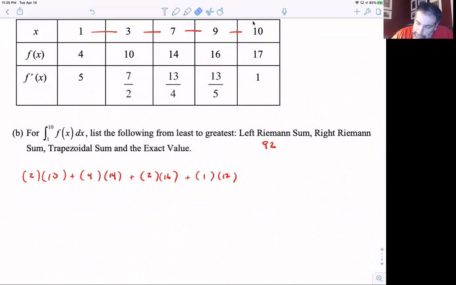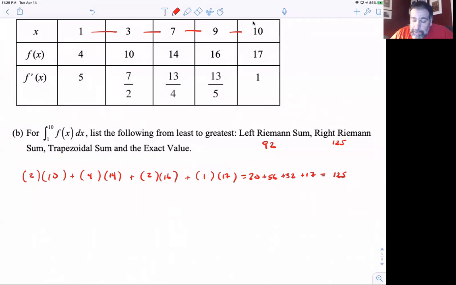That's going to be equal to 20 plus 4 times 14 is 56, plus 2 times 16 is 32, plus 1 times 17 is 17. So our answer here is going to be 76, 108, 125. So we know that the right-hand Riemann sum has a value of 125.